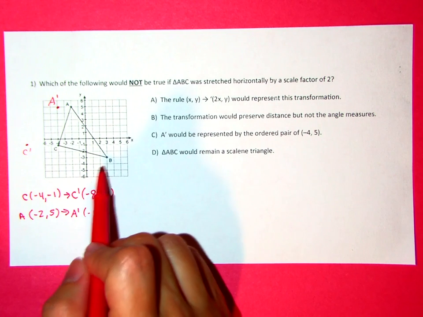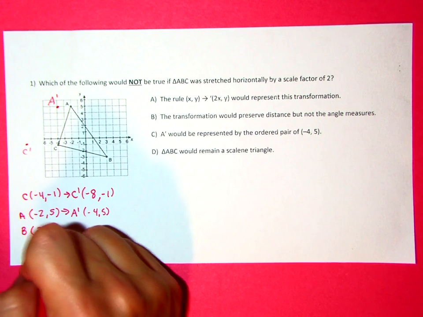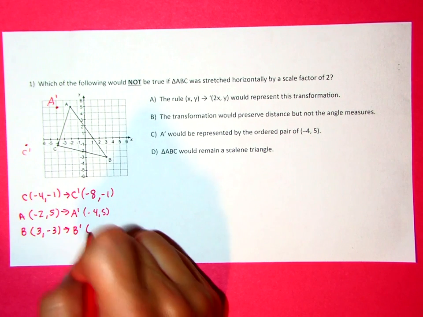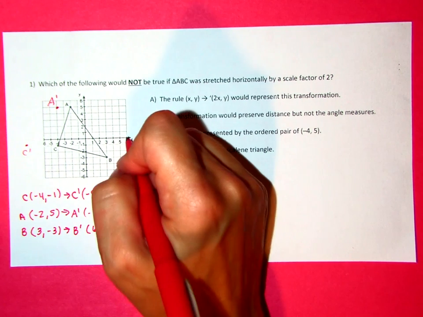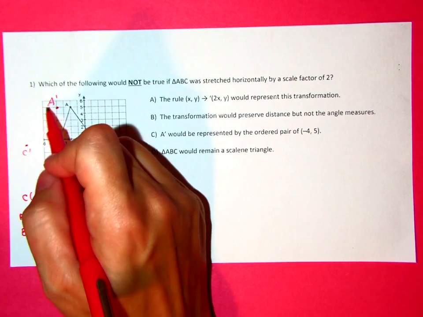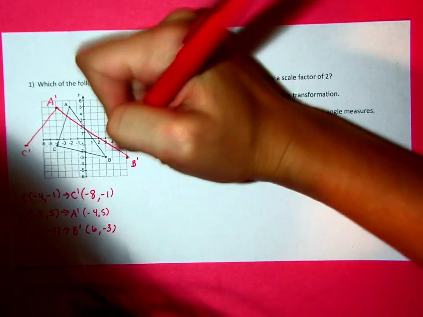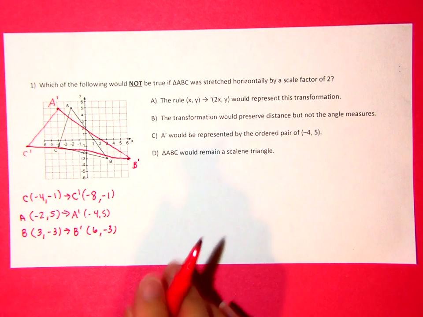And then this one here, we're going to take our B, and it's at 3, -3. So if we stretch it horizontally by scale factor of 2, we're going to multiply that by 2, but leave the y alone. So that's going to be at 6, -3. And so now let's go ahead and connect these dots. So that's kind of our new picture.